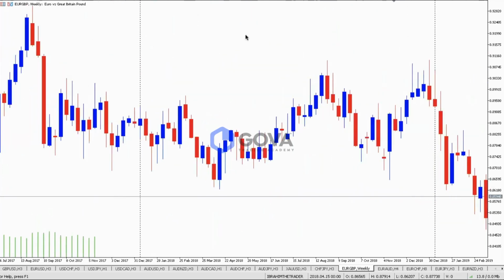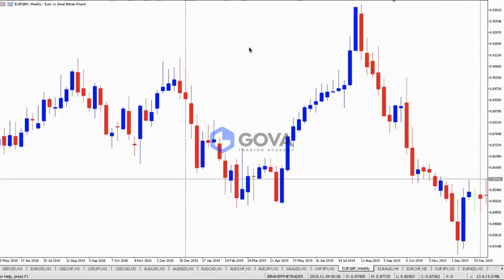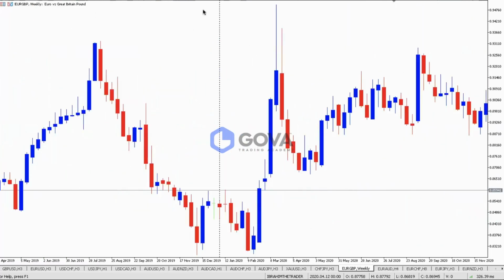So I think this example here is enough. You can see this is a bullish candlestick sitting on the period separator here, right? So I think by now you guys understand what period separator is. Let's move on.